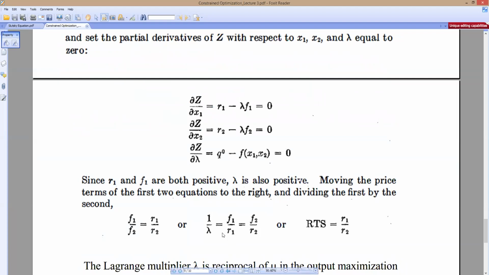And then you will solve this particular equation with q naught minus f of x1, x2 equal to 0. And you will get the optimum values of the two inputs, x1 star, x2 star, in terms of r1, r2, and q naught. In the earlier context, you got the values in terms of r1, r2, and c naught. And here, you are getting the values in terms of r1, r2, and q naught.